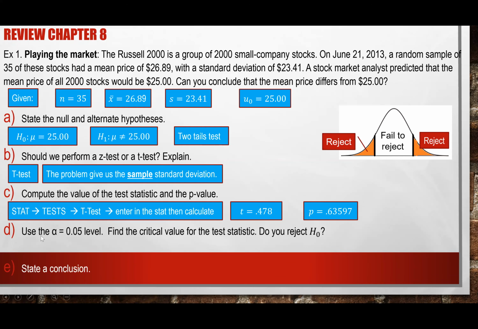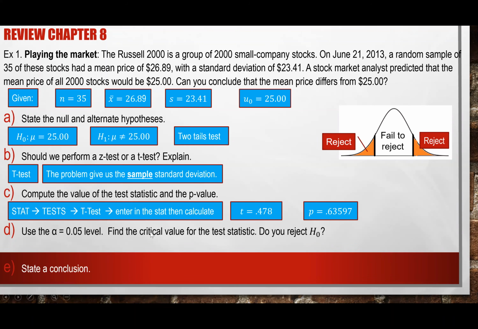So if you do D, if they don't ask us for a critical value, which is fine, if they ask us using this alpha, do we reject? If you use the p-value, the idea is that if the p-value is bigger than the alpha, in this case 0.6 is way bigger than 0.05, we do not reject the null hypothesis. If the p-value is smaller than the alpha, then we reject the null hypothesis. So in this case, compared to the p-value, we do not reject.